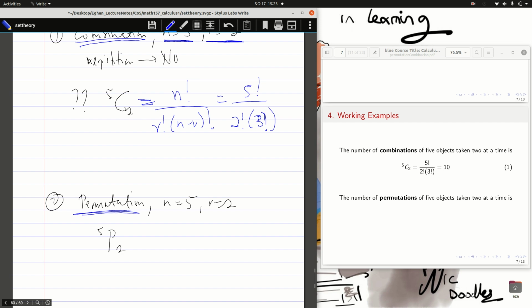Example 2, I see a word permutation. I have 5 objects. I have 2 choices to make. And so I have 5 permutation 2. Is there any repetitions? Not really. So I have n factorial over n minus r all factorial because there are no repetitions. So 5 factorial over 3 factorial. And you can use a calculator to get these answers.